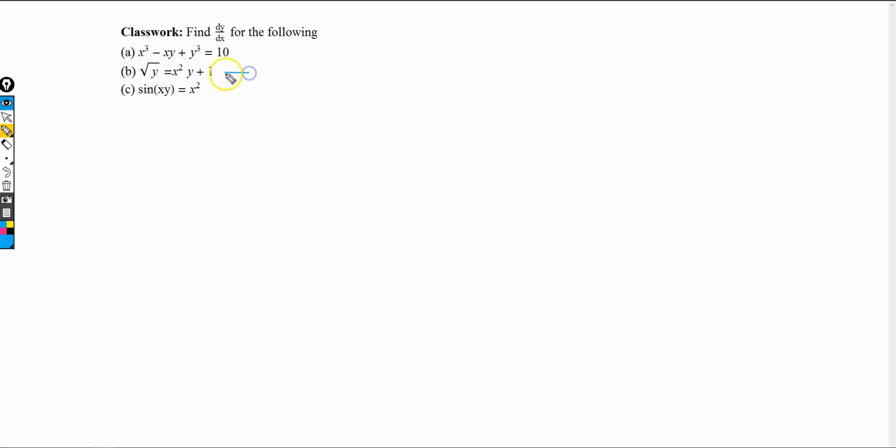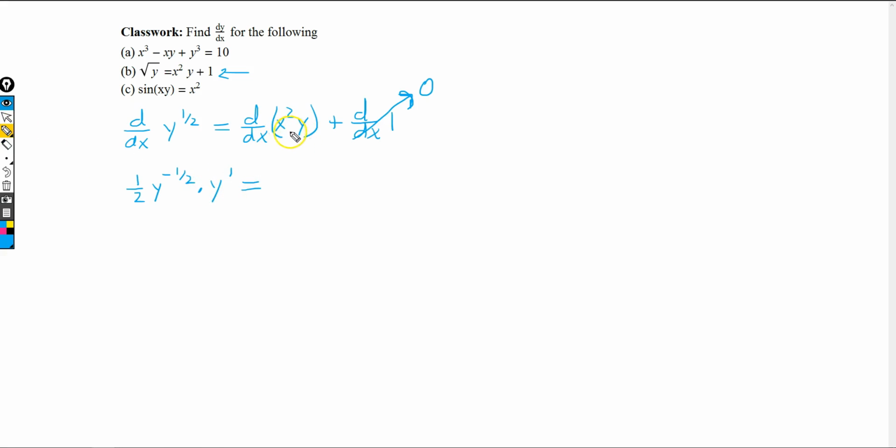So for part B now, we have to take the derivative of both sides with respect to x. So we'll write this as, and the square root of y we'll write as y to the 1/2. Now we want to take the derivative of this, so that's going to be, and this one of course is 0. Now the derivative of y to the 1/2 power with respect to x, we have to use the chain rule, so we have to differentiate it with respect to y first, then multiply by dy dx. So that's going to be times dy dx.